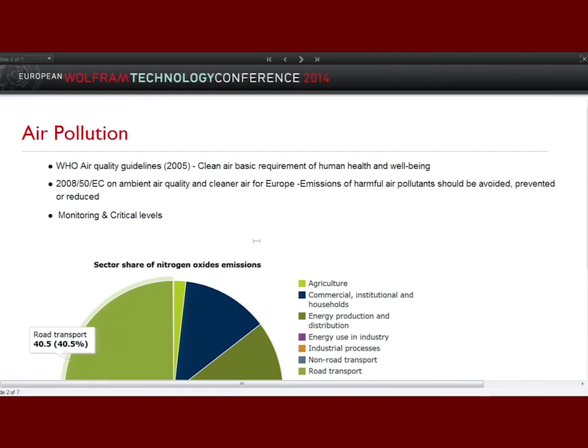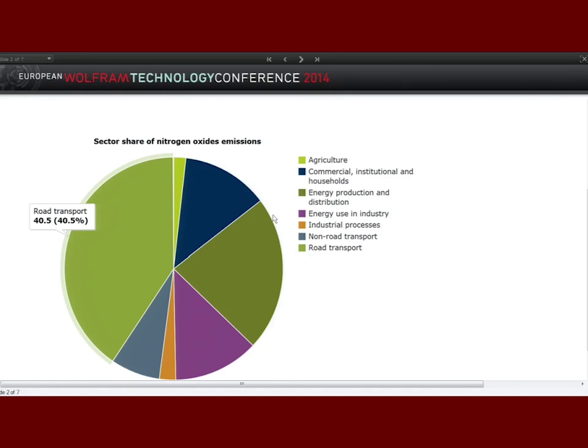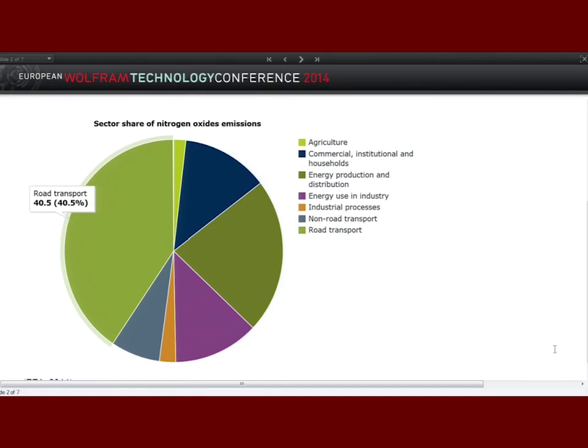In most bigger European cities, we have monitoring sites and we have been checking air condition for more than a decade. So we have quite a lot of data, and we can say that we still have problems.